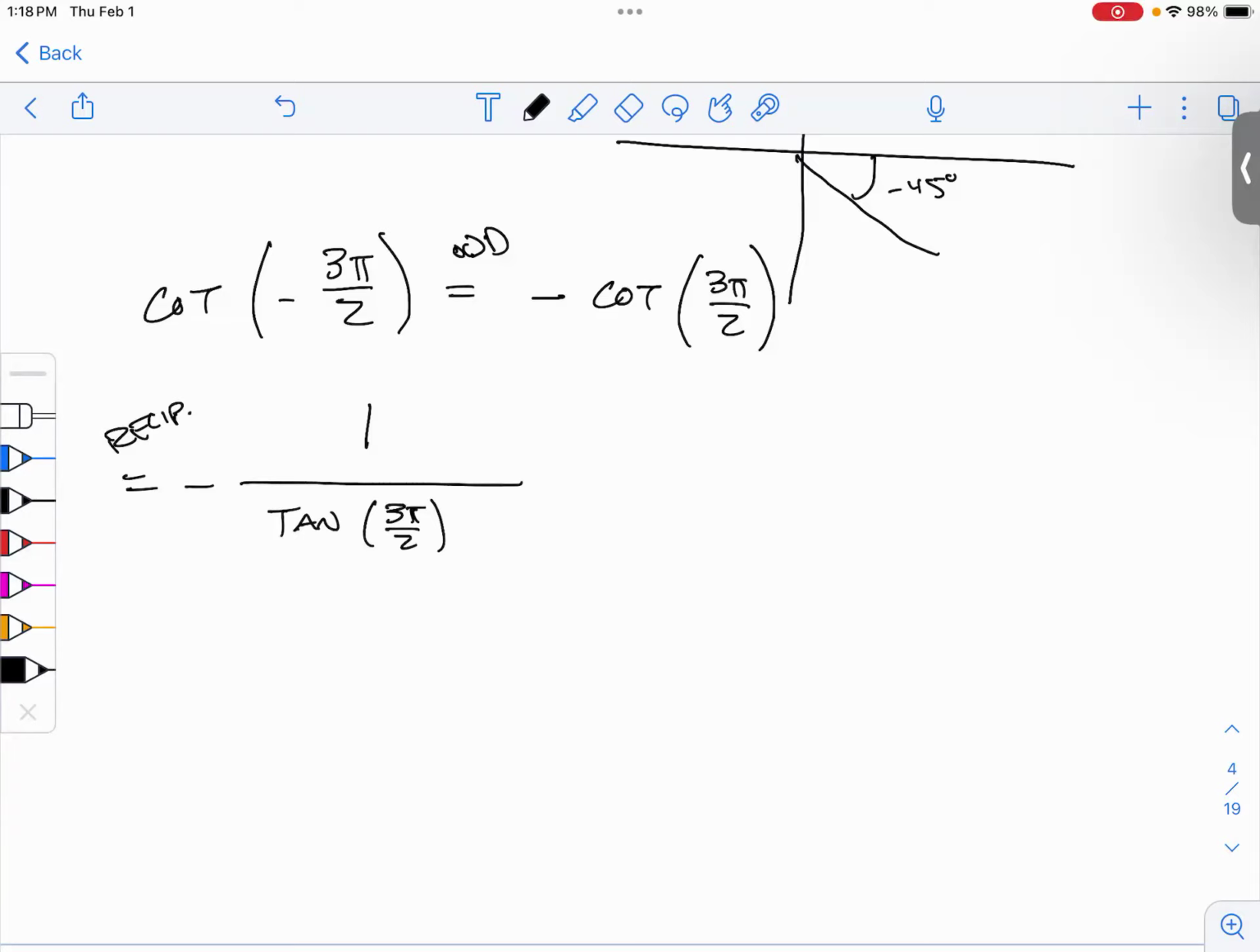3 pi over 2 is not one of our three big angles: pi over 3, pi over 6, pi over 4. But 3 pi over 2 is actually a pretty easy one on the unit circle. Where is 3 pi over 2? It's not the second quadrant. It's 270 degrees. See, we keep going back to degrees. Where is 270 degrees exactly? Right there.